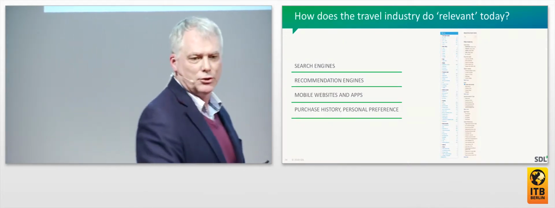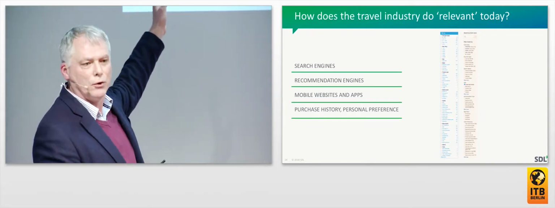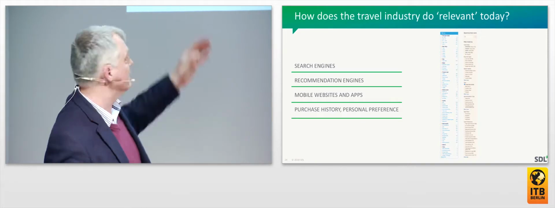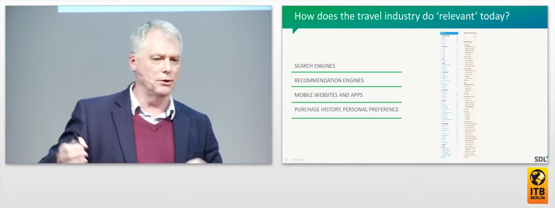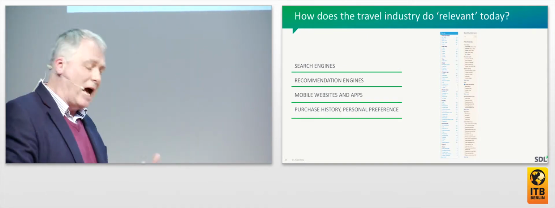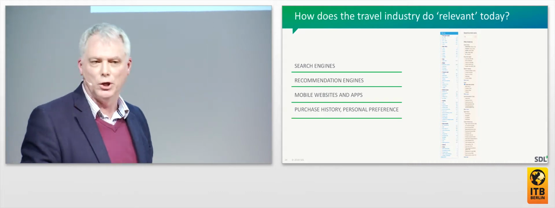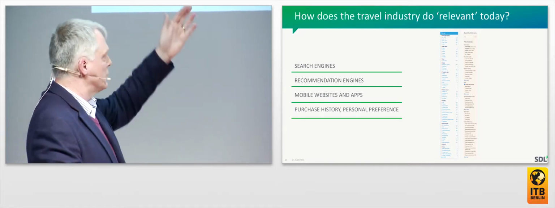So how does the travel industry do relevant today? Well, we've got search engines. You can search for relevant hotels and relevant cities. And it's got recommendation engines. Customers who like this hotel also like this one. We've got mobile websites and apps, so it can at least be somewhat personal based on your personalization software, etc., and purchase history and so on.